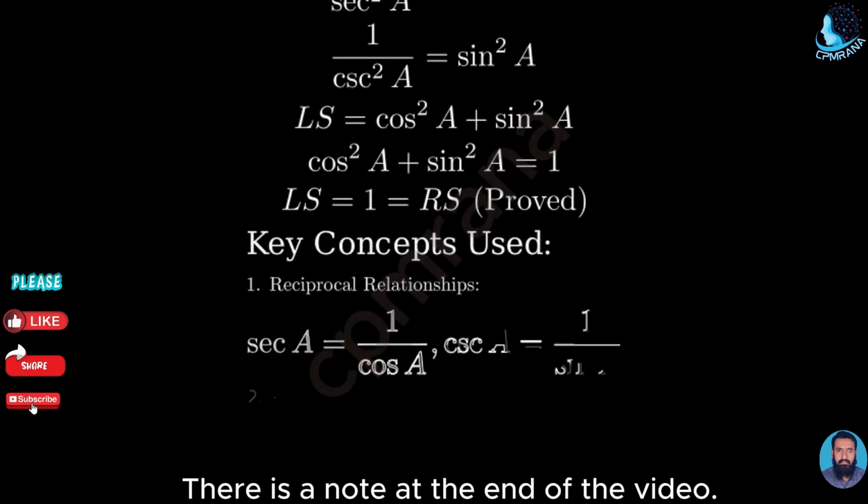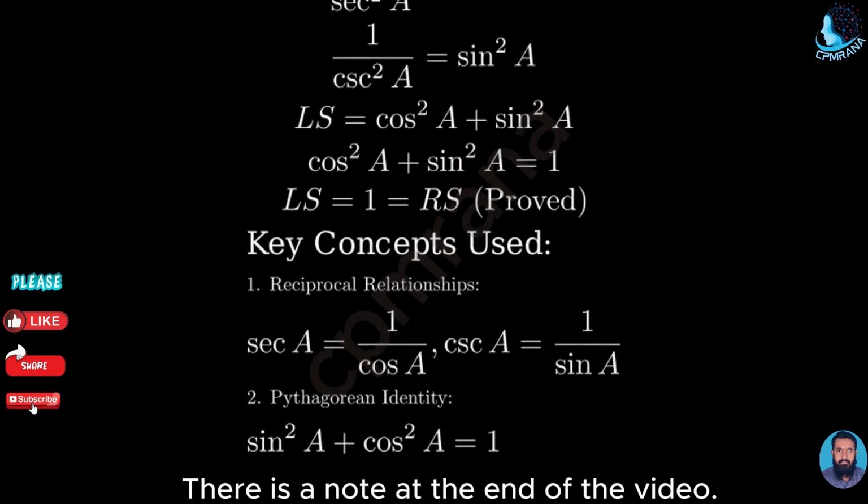To summarize, we proved this identity by using two key concepts: the reciprocal relationships between secant and cosine, cosecant and sine, and the fundamental Pythagorean identity. This shows how different trigonometric relationships work together to create new identities.